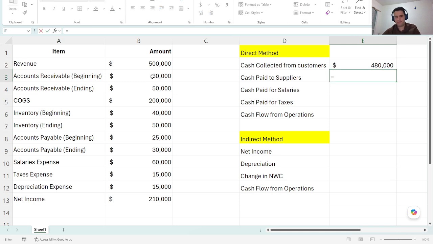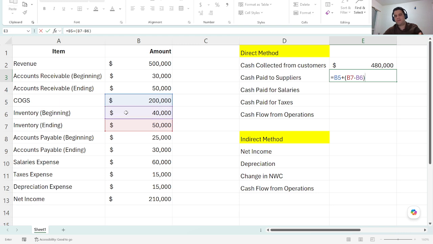Cash paid to suppliers, we started with the cost of goods sold, which represents the purchases that we made from our suppliers. As we can see, the balance of our inventory has gone up, which means that we invested into our inventory, and hence we made those purchases which led to cash outflow to our suppliers. So we're going to add increases to our inventory. So we're going to do the ending balance of the inventory minus the beginning balance.